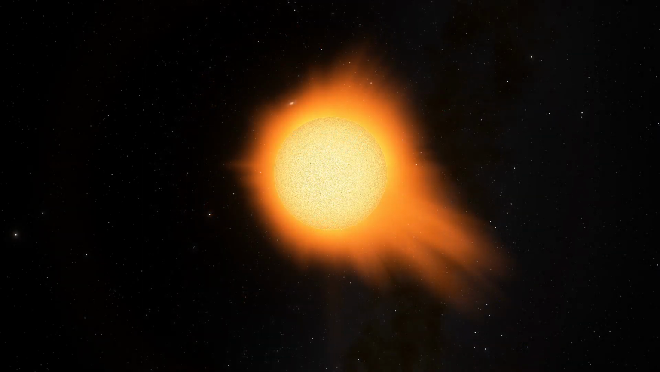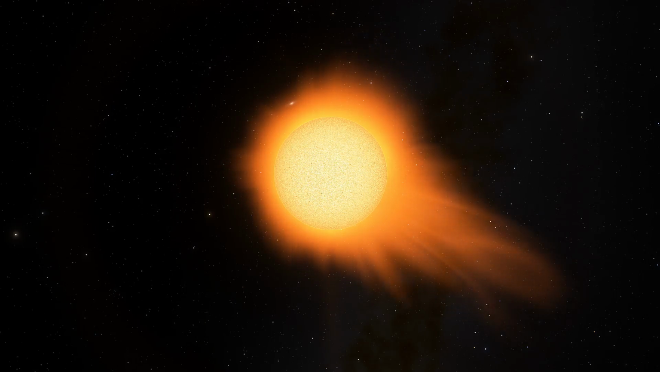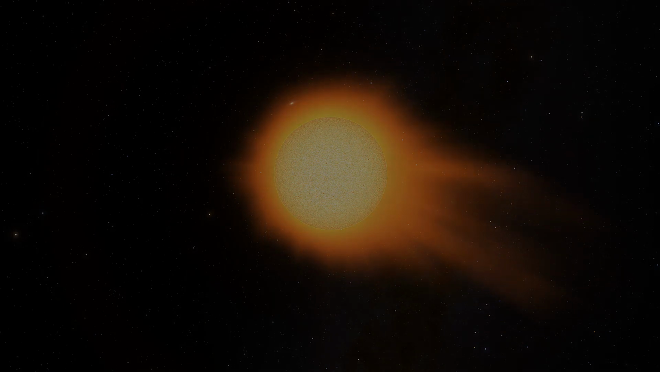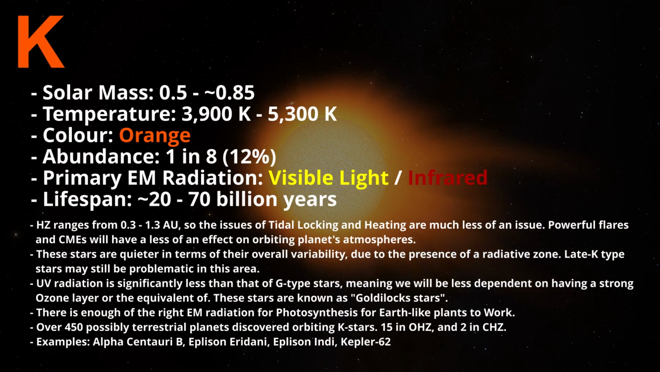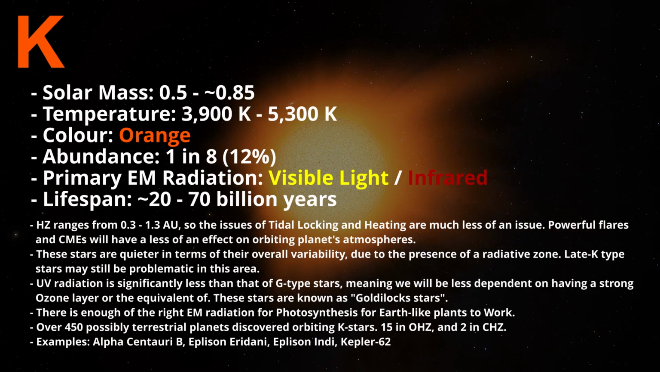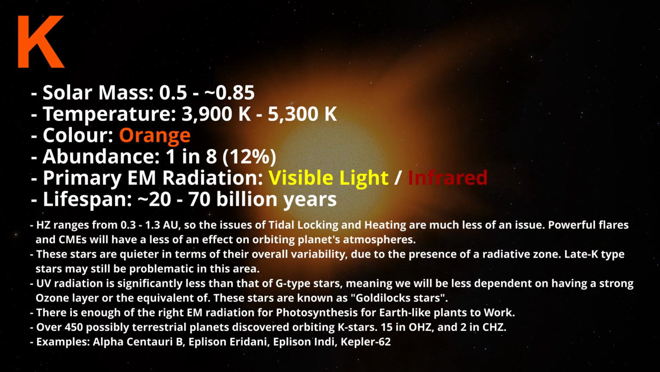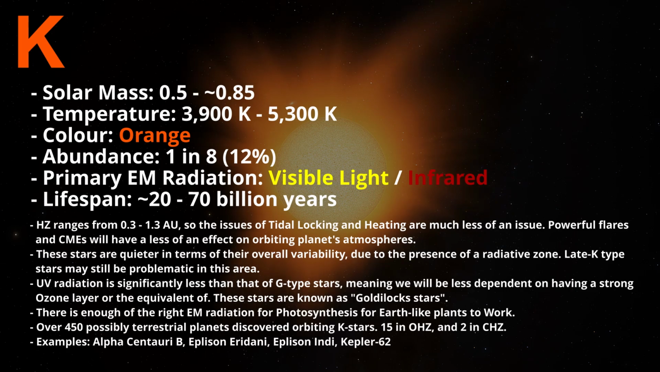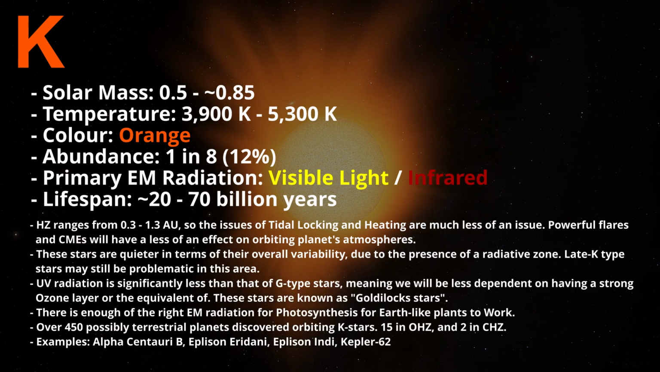So now that we know the basics of how the interiors of stars work, this leads us back to K-type stars. They have solar masses between 0.5 and 0.85, with temperatures between 3900 Kelvin and 5300 Kelvin, resulting in them shining orange. The last 12% of stars belong in this category, with 1 in 8 being a K-type star.